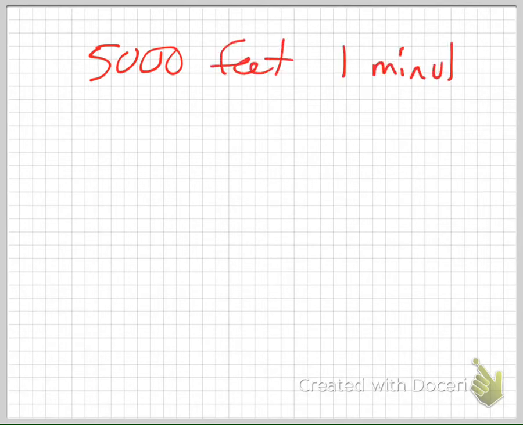Another example, I'll do another money one because that's kind of easy. Or no, we'll do distance. You went 5,000 feet in 1 minute. Okay, 5,000 feet in 1 minute. I want to know the unit rate.